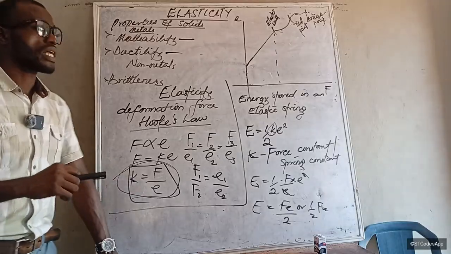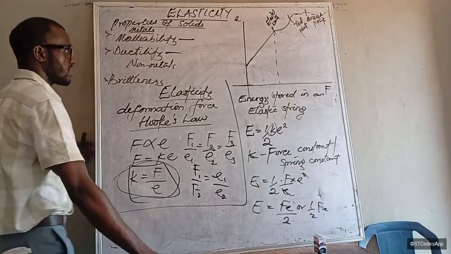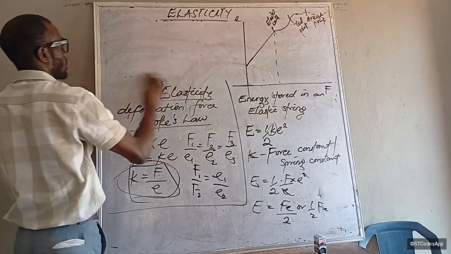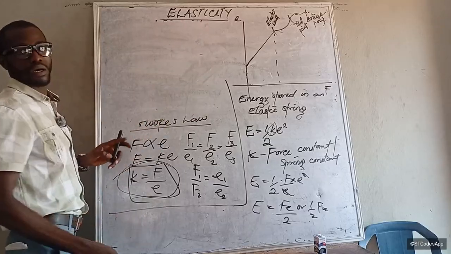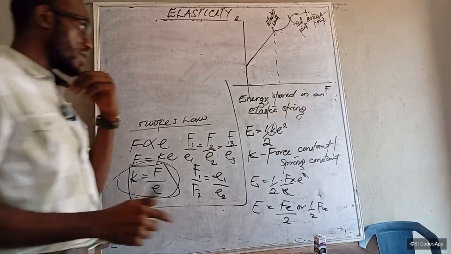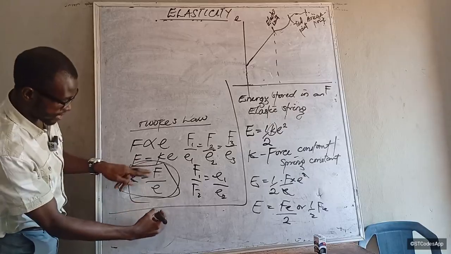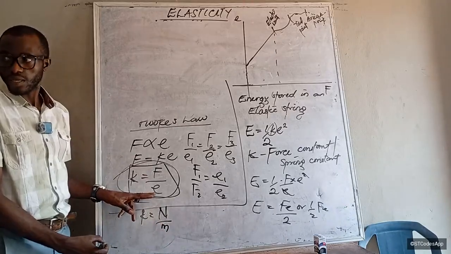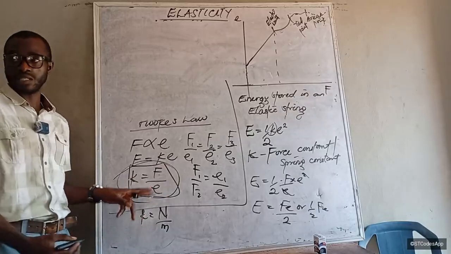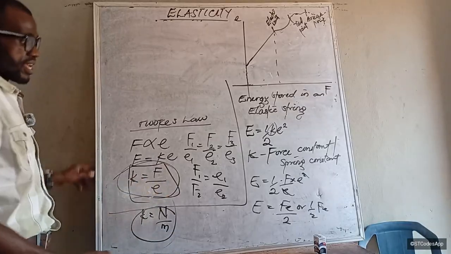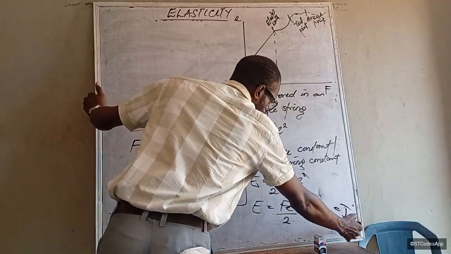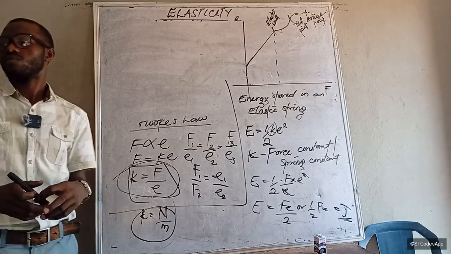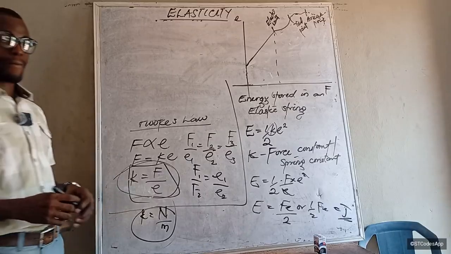Okay, let's talk about some mathematical properties of those elastic materials now. Let's talk about the unit, please. Sorry, I didn't mention that. The unit of the spring constant will be Newton per meter. Is it clear? Because force is in Newtons and extension is in meters. Then the unit of energy is joules.